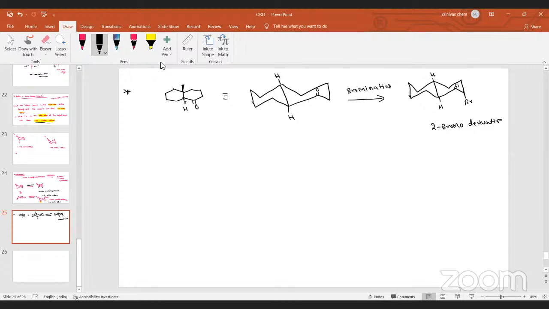Now this 2-bromo derivative shows which effect according to the alpha haloketone rule? Here the halo group is presented on the right side of the keto group, so it will show a positive Cotton effect.